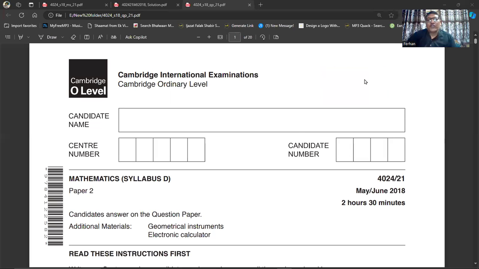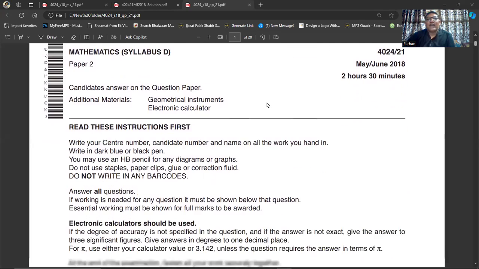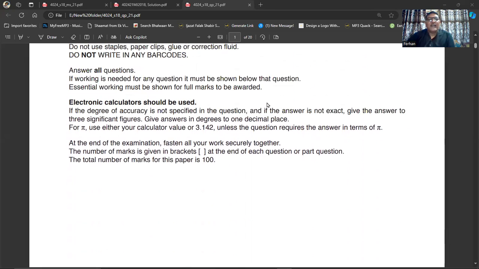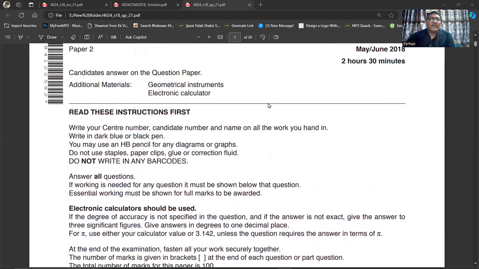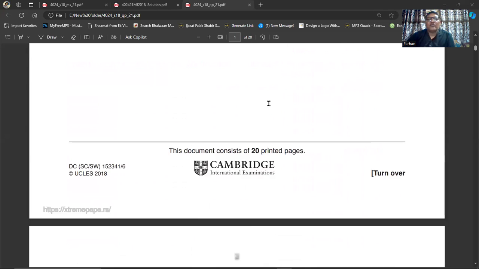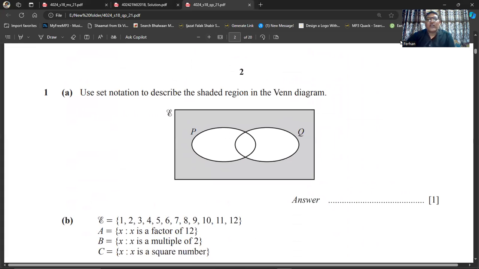So on your screen, you can see the paper May-June 2018 Paper 2, 4024 Mathematics Syllabus D. Time allowed 2 hours 30 minutes. And the marks for this paper are 100. The scientific calculator is allowed in this paper. So let's start Question number 1 that is showing up on your screen.